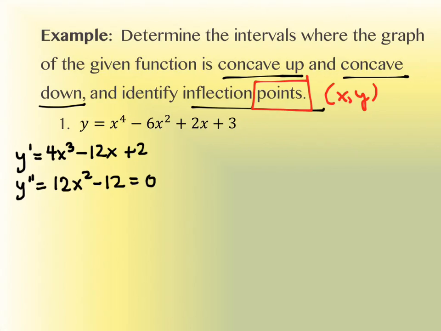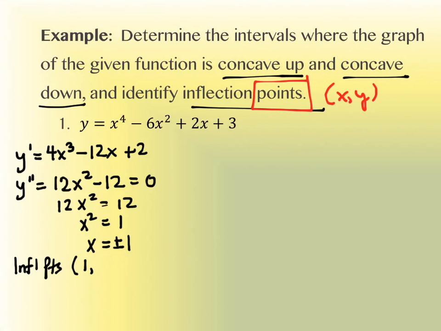And we're going to solve this. So we've got 12x squared equals 12. So x squared is equal to 1. What is x? Yeah, plus or minus. Good job remembering that piece. We have a plus or minus 1. So we actually have 2 inflection points. So our inflection points, one of them is going to be at 1 something. The other one is going to be at negative 1 something.